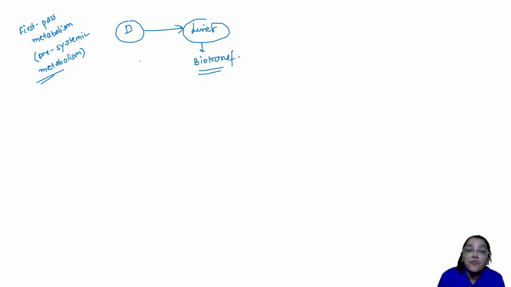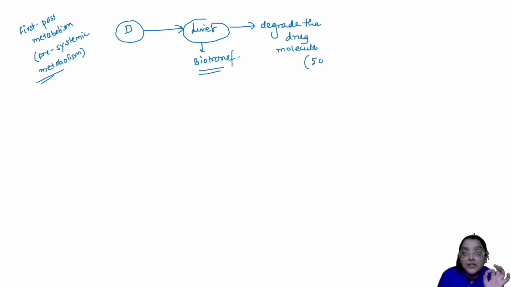Okay, whatever amount of drug that you have taken, there are enzymes which tend to degrade the drug molecule, whereby around 50% of its bioavailable fraction is reduced and the other 50% is now available for the other processes. Majority of the compound is degraded here. This is termed as pre-systemic metabolism.